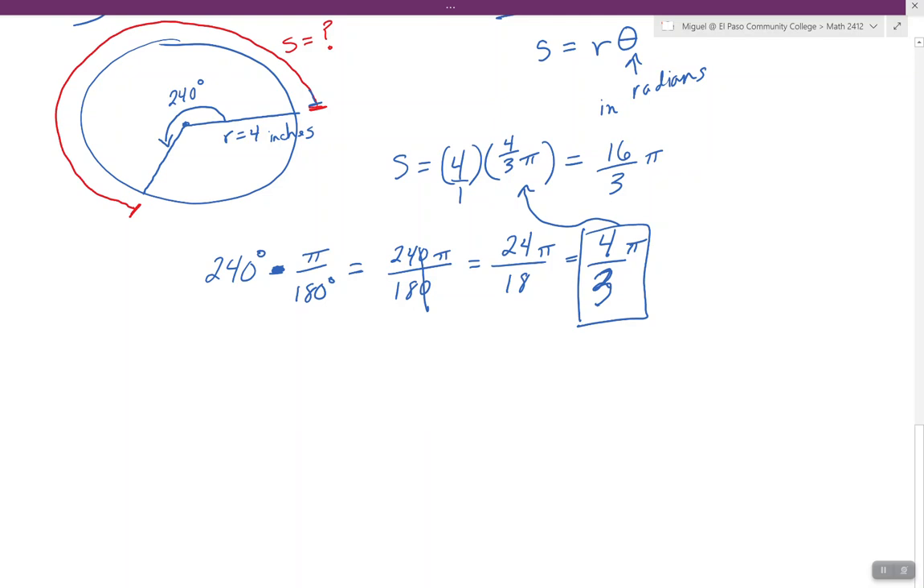Now, we're almost done. What do you think the units are here? Because we are talking about a length, we need units. In this case, because the radius was 4 inches, this will be in inches also. So this is the arc length. If I multiply this out, you would get about 16.76.